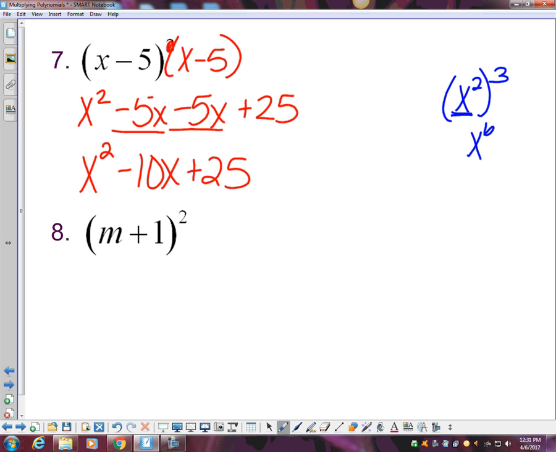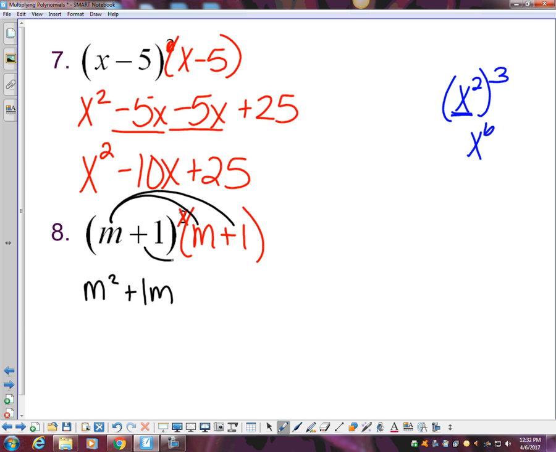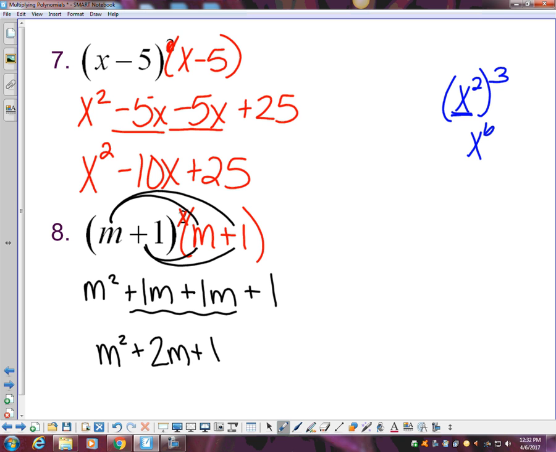Okay, number 8. Again, this is a lobster hiding under the rock. So I'm going to mark out the 2, and I'm going to write it twice. And then I see the lobster. So here I go. m times m, m squared. m times 1, plus 1m. 1 times m, 1m, and 1 times 1. Like terms in the middle. And again, these did not cancel. They are the same, but they don't have opposite signs, so they don't cancel.